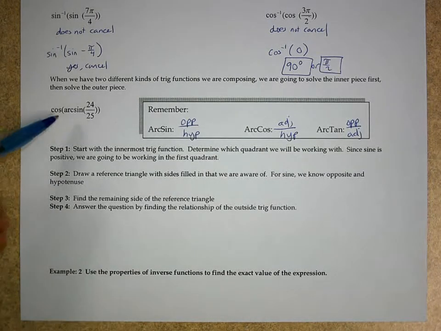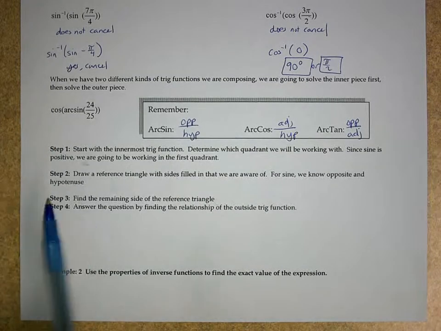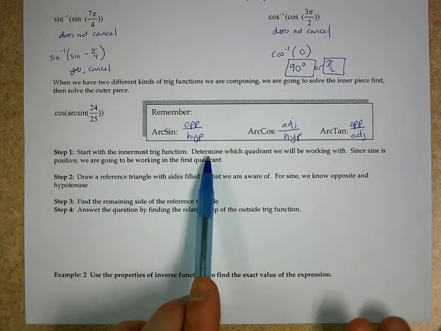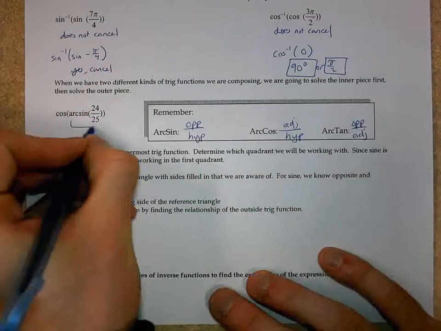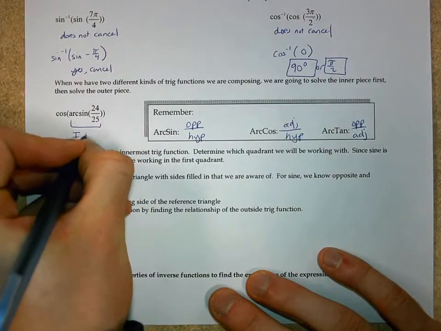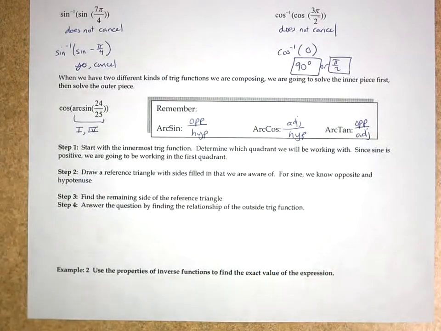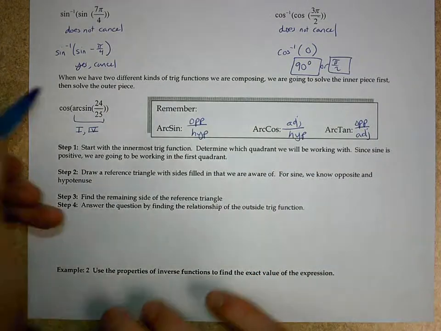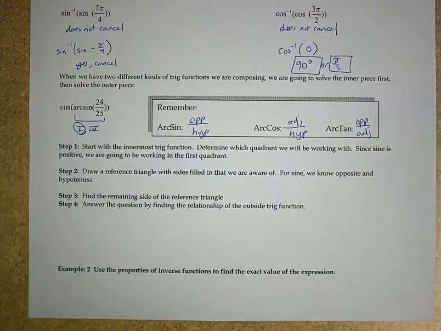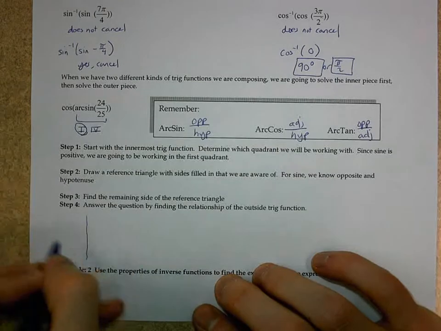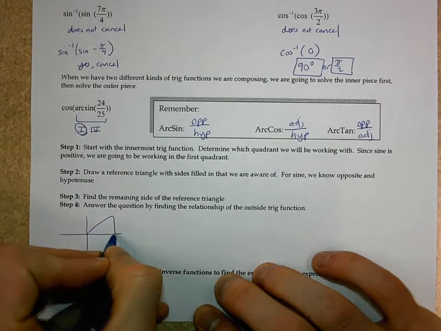Now I want to find the cosine of the arcsine of 24/25. And here are the 4 steps we're going to go through. First, we're going to start with the innermost trig function and determine what quadrant we'll be working with. So here arcsine is my innermost function. And arcsine is only defined in quadrants 1 and 4. And since arcsine is positive, I've got to be in the first quadrant, since sine is negative in the 4th quadrant. So arcsine is going to be positive in the first quadrant. So I'm going to draw my reference triangle just in the first quadrant.